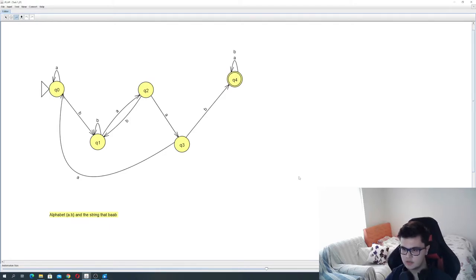solve deterministic finite automata problems with alphabet A and B and containing the string B, A, A, B. Let's get started with some correct example like this one.